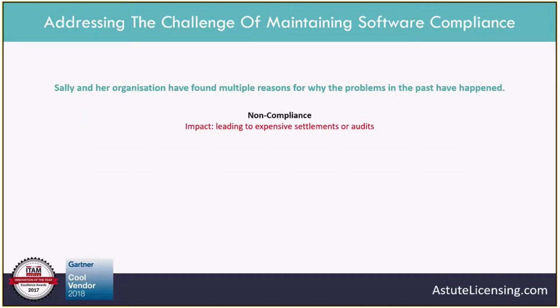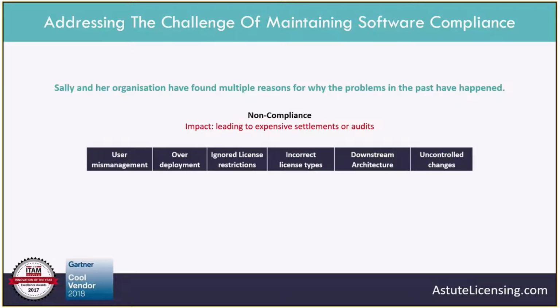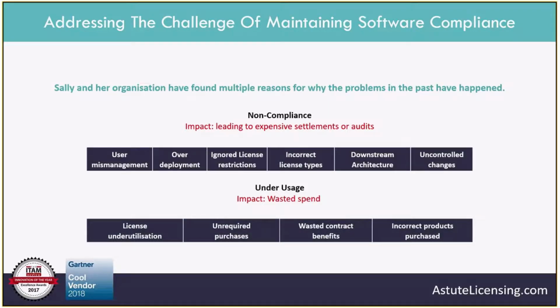So if we look at the issues of why these things have happened in the past, from a non-compliance point of view, we know it always comes down to over deployment, ignored license restrictions, incorrect architecture, incorrect license types being bought, user mismanagement. And from an under usage point of view, not really getting the best value from the licenses, under deploying them, buying too many, not having the visibility to make sure that we're buying the right amount of licenses that we need, not using the contract benefits effectively, such as substitution rights, and generally just buying the wrong products, buying things the organization doesn't require.